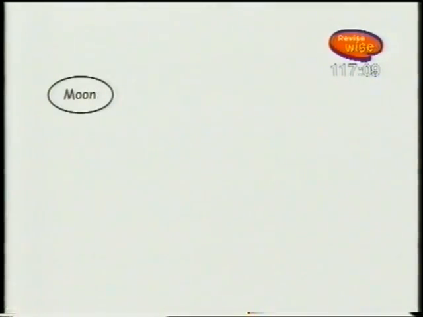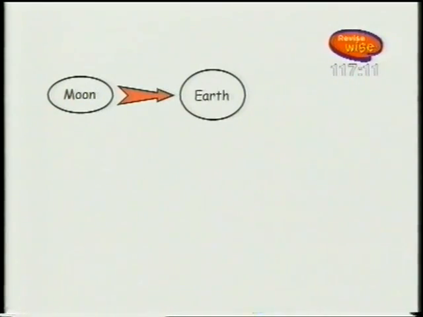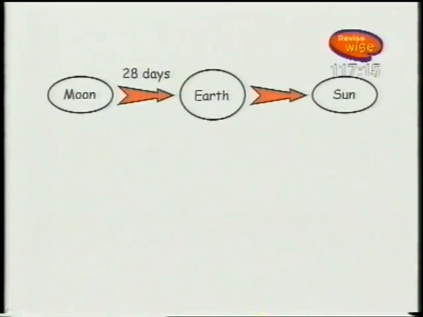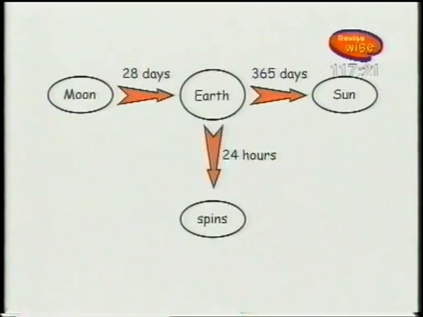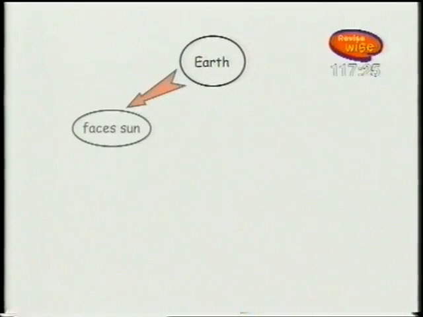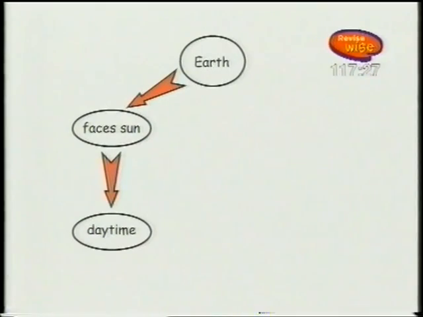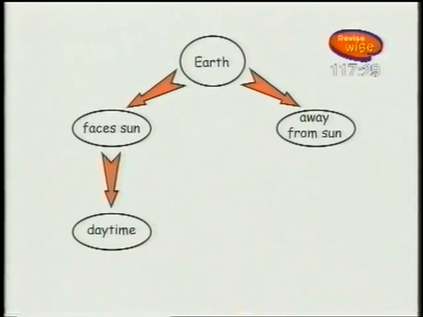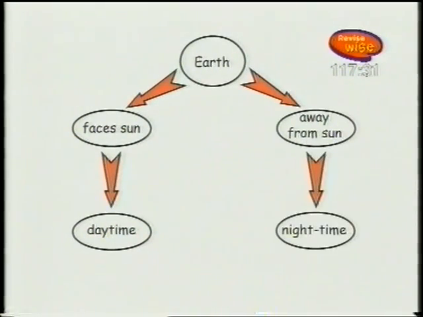So now it's time to check what keywords we've got to put in the memory bank. The moon orbits the Earth in 28 days. The Earth orbits the sun in 365 days. The Earth spins on its axis once in 24 hours. In the half of the Earth which faces the sun, it's daytime, and in the half of the Earth which is away from the sun, it is nighttime.